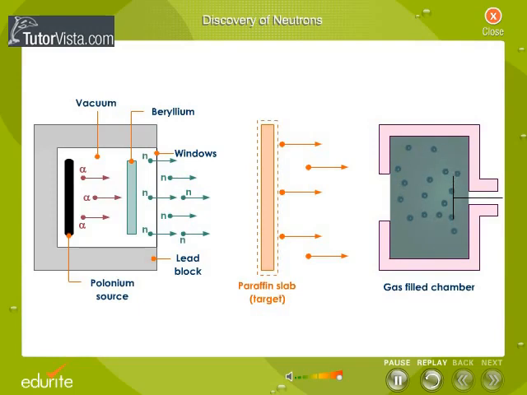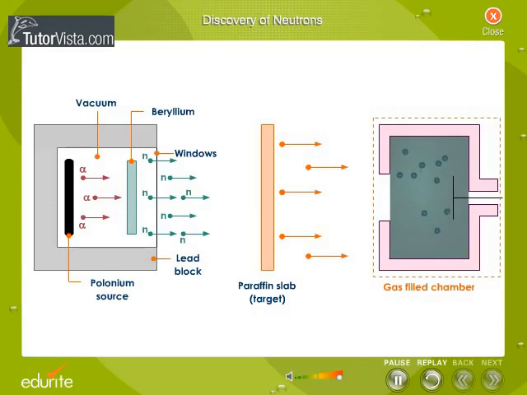Chadwick placed a target in the path of these rays. These rays knocked out atoms from the target. These atoms, which had become charged as a result of collisions, were made to enter a chamber filled with gas. These charged particles ionized the gas and the ions drifted towards an electrode, constituting a current.